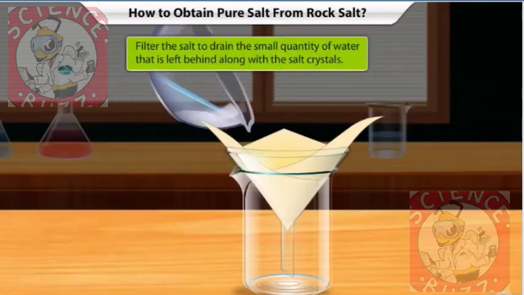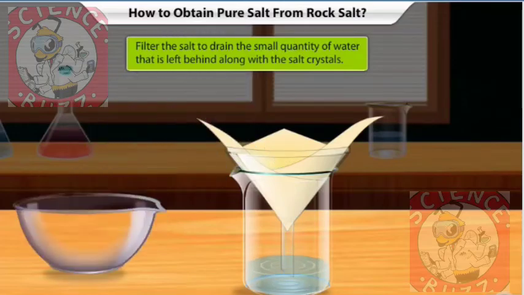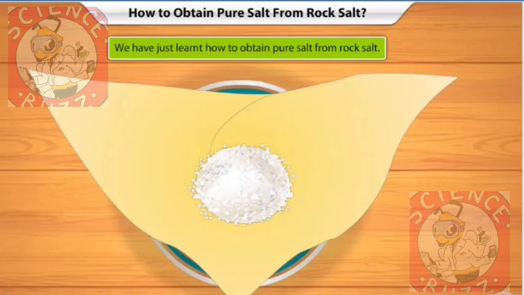Let's pass the pure salt crystals through a filter paper to drain the small quantity of water that is left behind. The salt crystals that are left behind in the filter paper are pure. So, we have successfully obtained pure salt from rock salt.